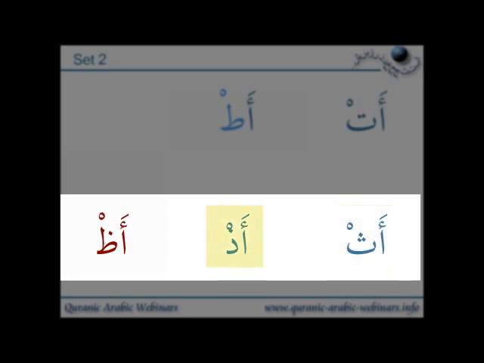Then the dhal will be adh, and the dha will be adh. So that's tafkhim. It's heavy, lifting the back of the tongue up, a bit more full mouth. So all three of them will be ath, adh, adh.